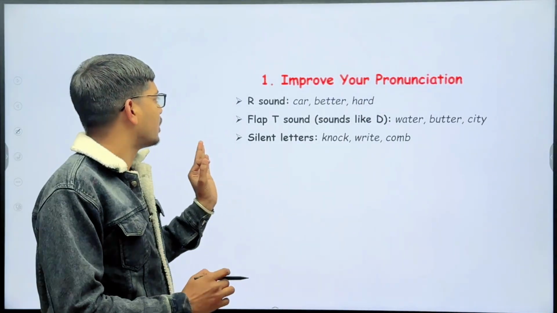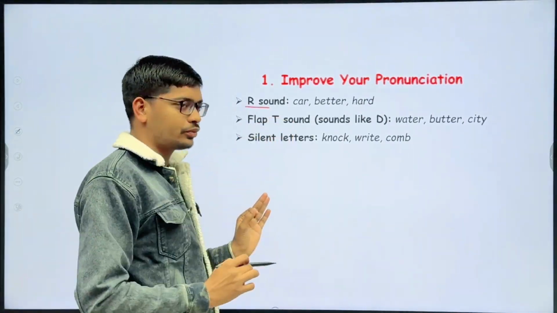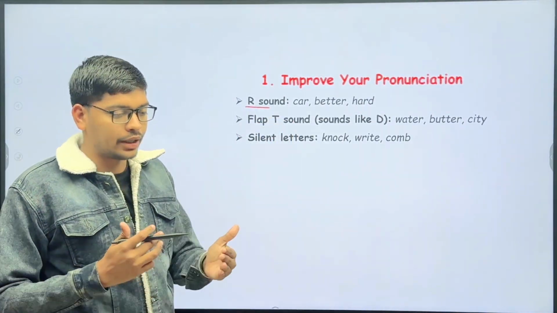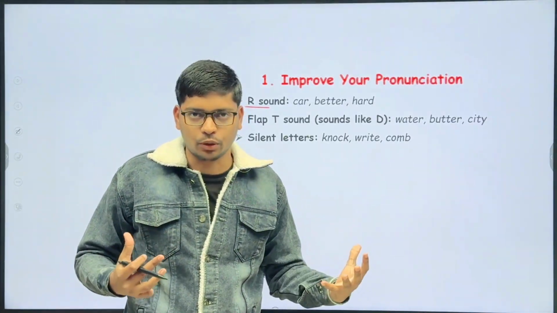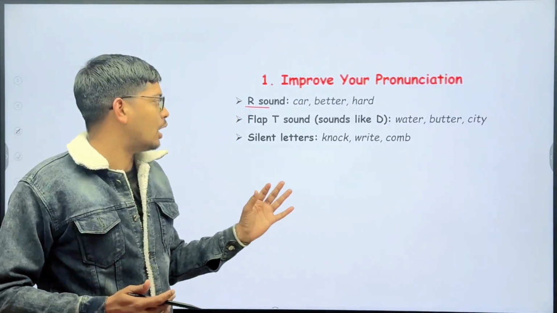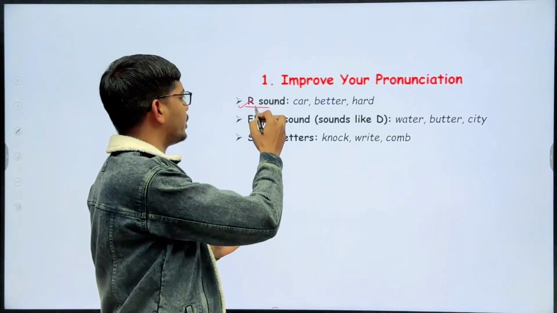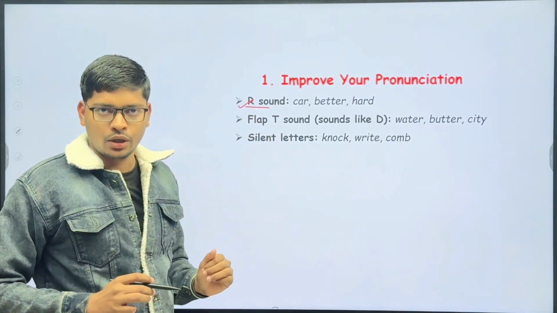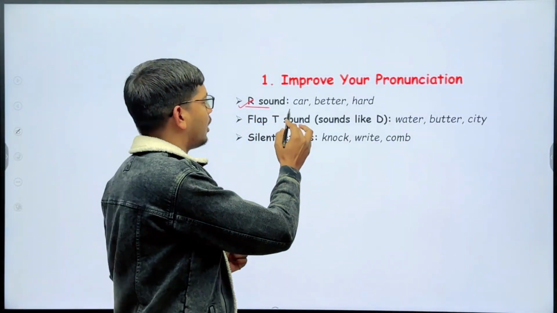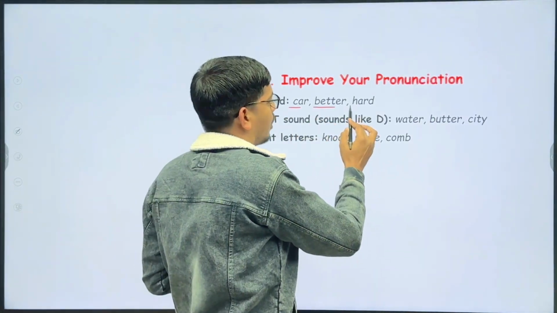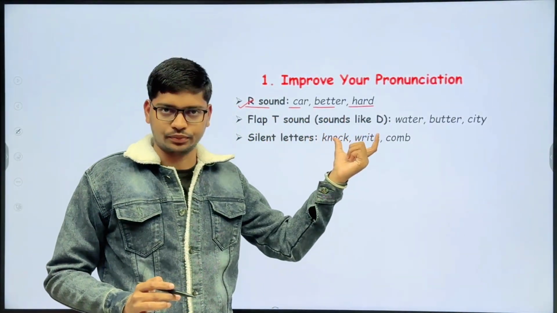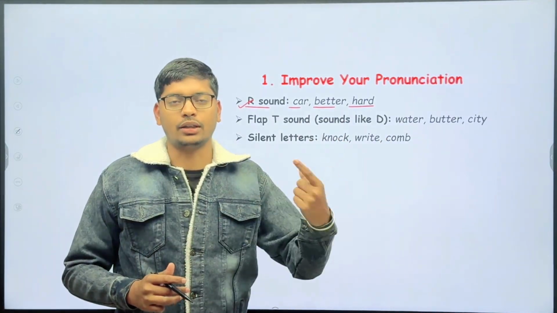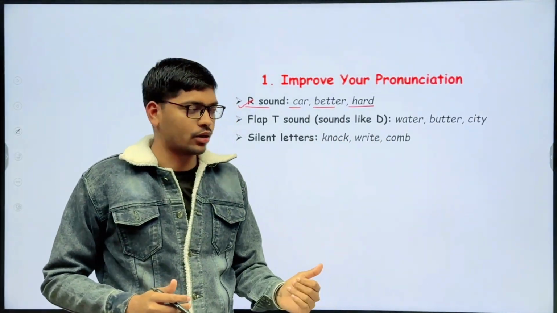So here, R sound. In American English, there are some different pronunciation rules. So let's see. Our first rule is related to R sound. R sound means like car, weather, hard. Okay, this is something different to other pronunciations.